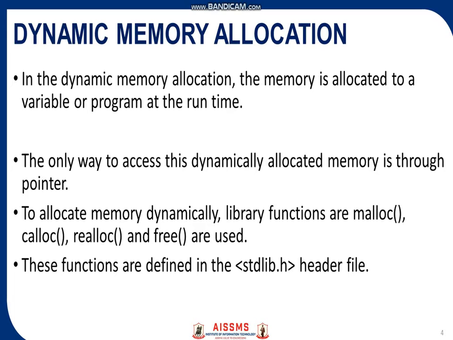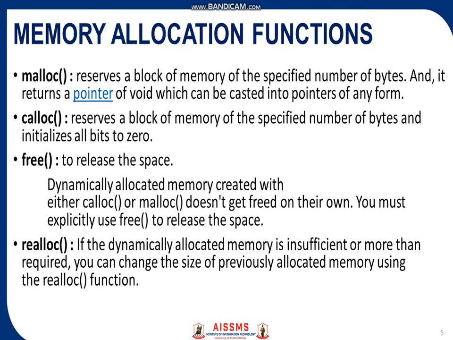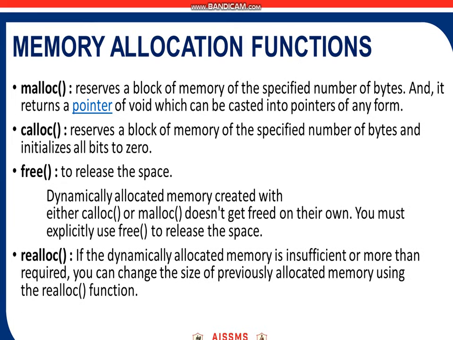And to allocate memory dynamically, there are library functions such as malloc, calloc, realloc and free. These functions are defined in stdlib.h, so don't forget to add this header file. Okay, so we will look at our memory allocation functions. Malloc reserves a block of memory of the specified number of bytes, and it returns a pointer of type void which can be cast into pointers of any form. So you can use int form, or float form, or struct form.